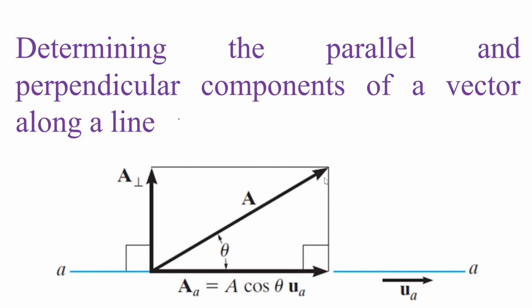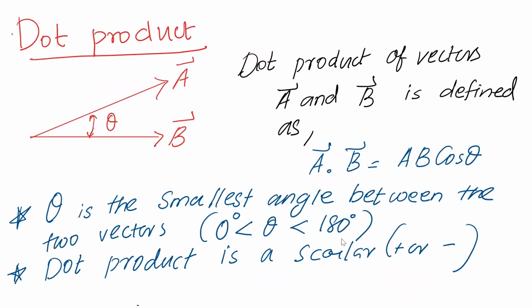In today's session, we'll be looking into determining the parallel and perpendicular components of a vector along a line. Before moving into finding the perpendicular and parallel components of vectors in 3D space along a line, I'd like to show some concepts which we need to know first. The first one is the dot product.